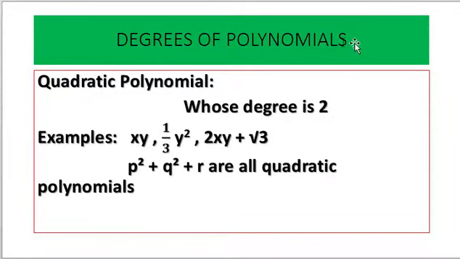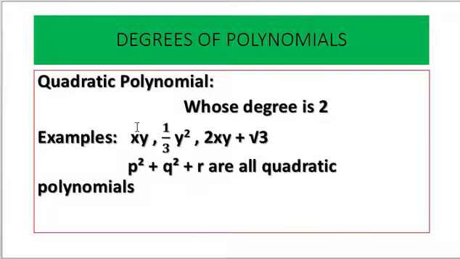Then the second type of degree of polynomial is quadratic polynomials. Quadratic polynomials whose degree is 2. So students, degree 2 means the variable has power 2. In examples, xy, 1 upon 3 y square, 2xy plus 3 under root p square plus q square plus r are all quadratic polynomials. In example number 1, we are watching x and y.